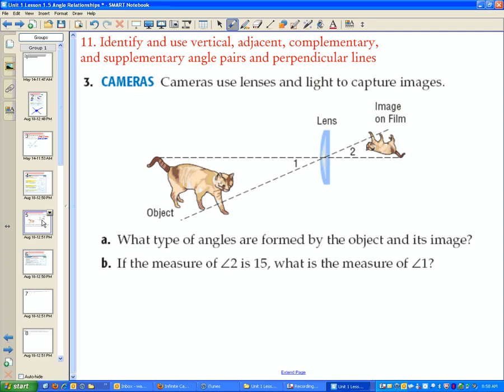All right, so cameras use lenses and light to capture images. A, what type of angles are formed by the object and its image? In other words, what kind of angles are angles 1 and 2? They are vertical angles. Now, they are also acute angles, but what they're wanting you to say is vertical angles. Okay? Now, B, if the measure of angle 2 equals 15, what's the measure of angle 1? Because vertical angles are congruent.